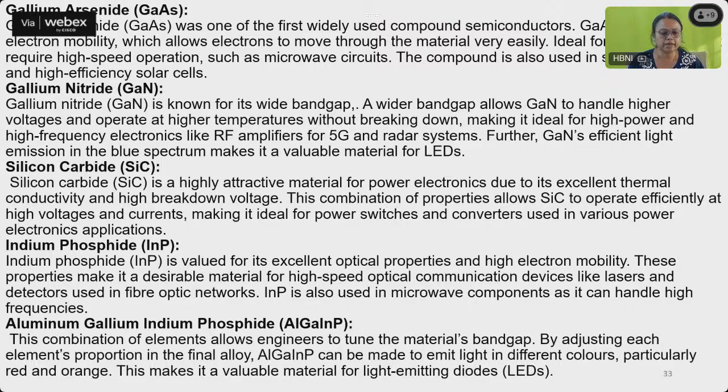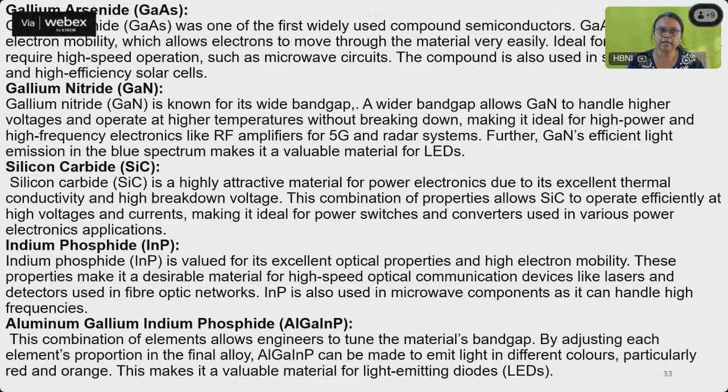So gallium arsenide was one of the first widely used compound semiconductors, and it has high electron mobility, which allows electrons to move through the material very easily, ideal for applications that require high speed, such as in microwave circuits. The compound is also used in some transistors and high efficiency solar cells.